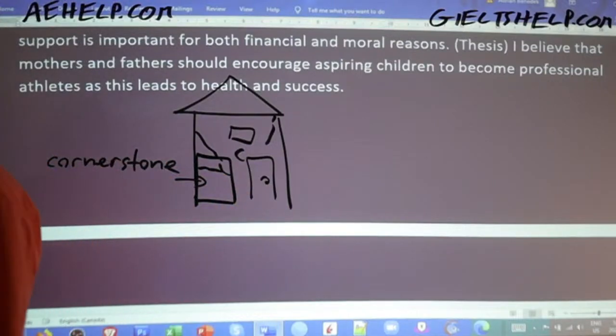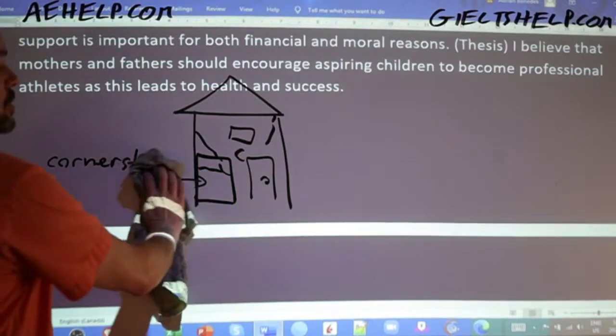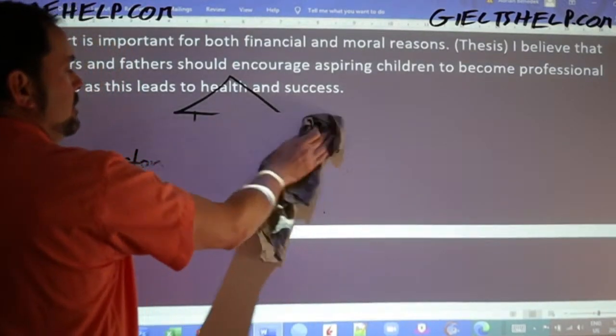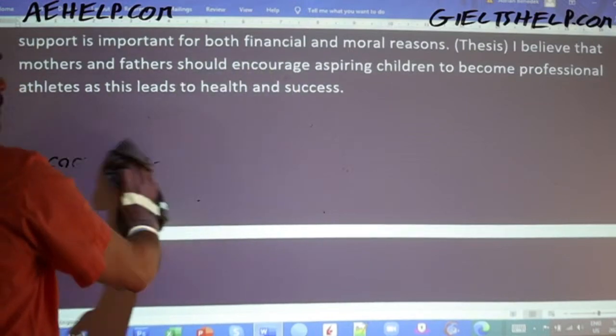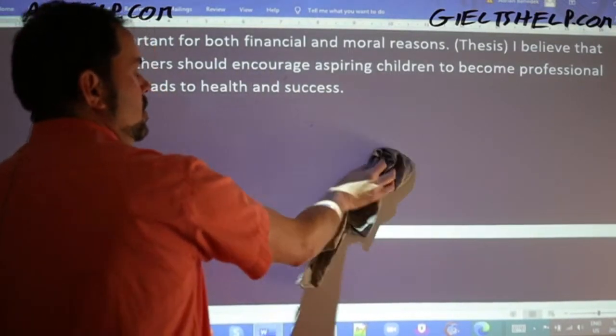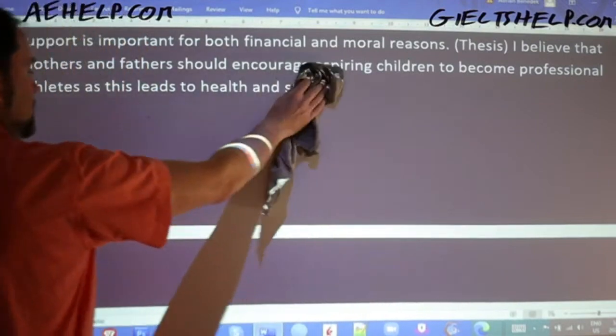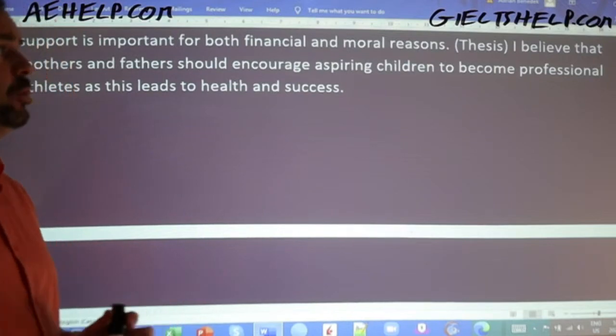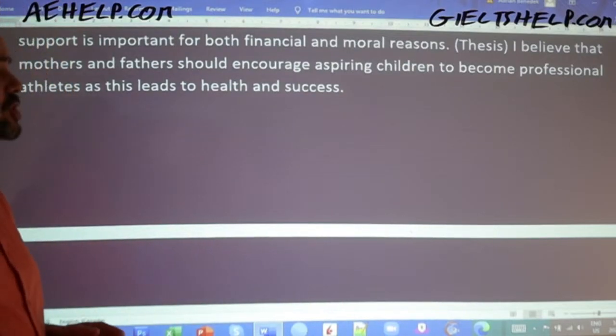Okay. So we have that in this case. A good thesis will always give a clear idea to the reader of what your essay is going to discuss, what kind of an argument or position you're going to take in that essay. It will even show your reader the structure of your essay.